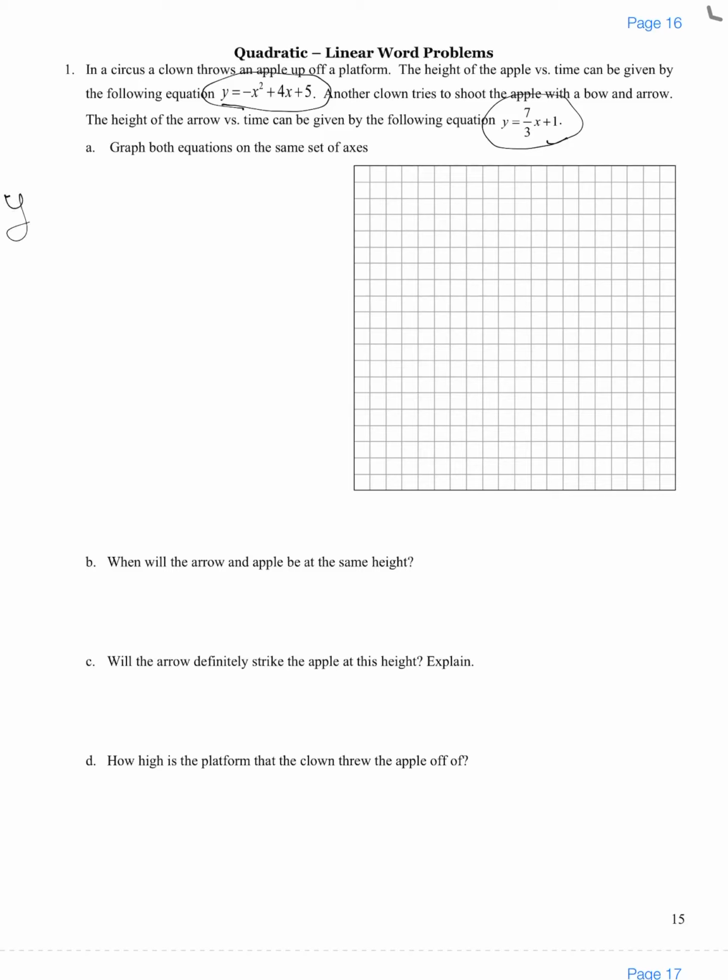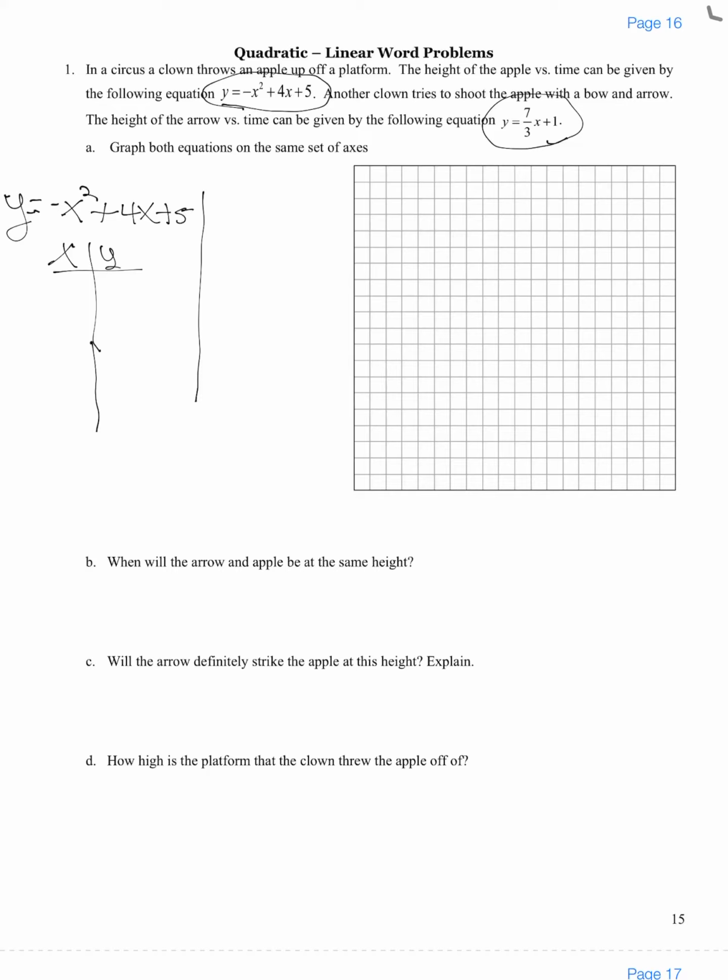We're lucky because they're both solved for y. So I have negative x squared plus 4x plus 5. This is my parabola. When we graph our parabola, we know we have to catch a rainbow. But in this case, we're only graphing quadrant 1, which are all positive numbers.